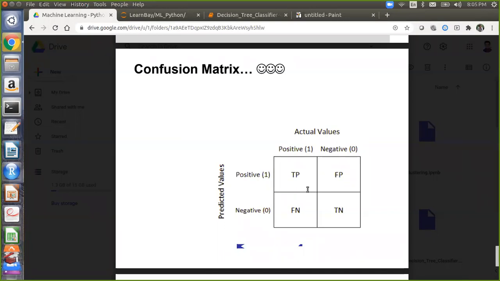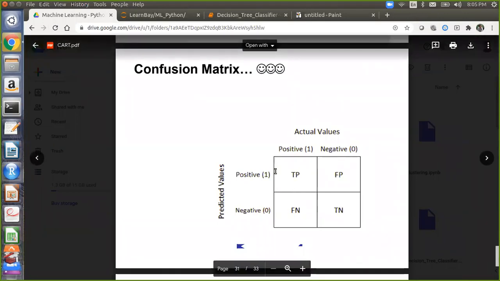Yeah, Surendra here. Yes, Surendra. Is it the same as type 1 and type 2 errors? Yes. When actually it is 1, but you have predicted it as 0, that is a type 1 error. When actually it is 0, but you have predicted it as 1, it is a type 2 error. Okay, thanks. And these two are correct decisions, TP and TN.